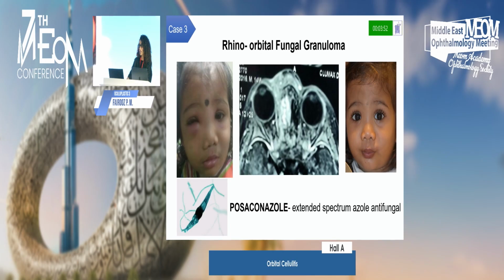So, bacterial cellulitis is common, but we do see fungal granulomas in kids as well. This was a recurrent preseptal cellulitis in a child, which came out to be a filamentous fungi, and again treated with posaconazole. And it came from the sinus. You can see the sinus is involved.